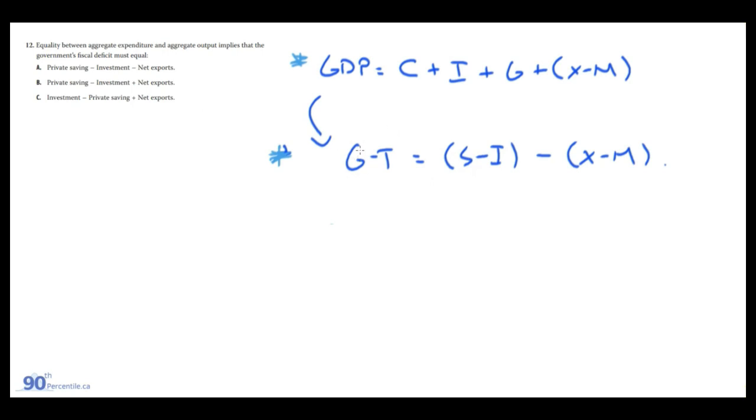On the left-hand side, we have government spending minus taxes, which is known as the fiscal balance. Because if you think of it, government spending is their cash outflow and taxes are the revenue. So the net is their fiscal balance. We also have private sector savings minus investment. And then here we have what we're familiar with already, net exports.